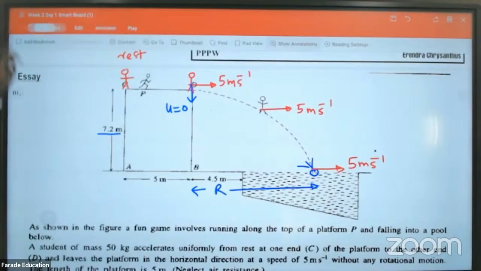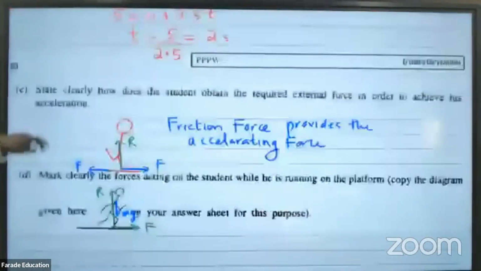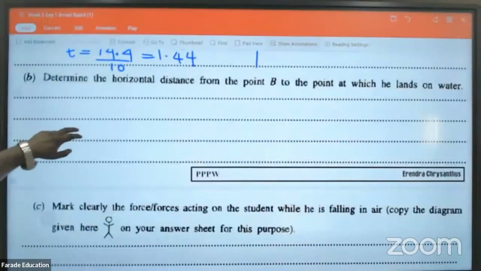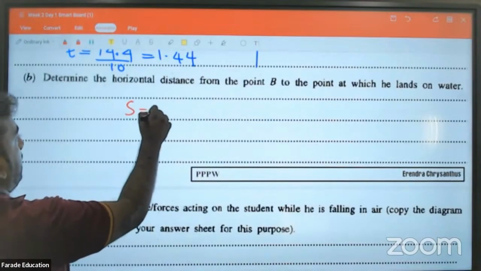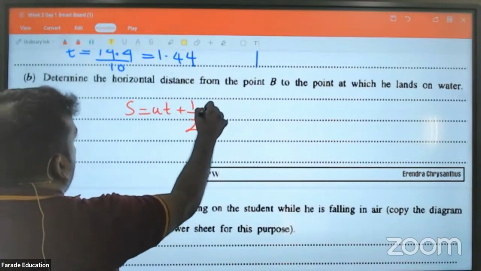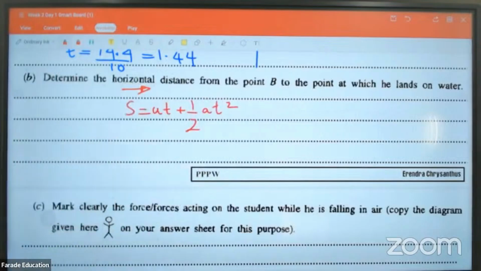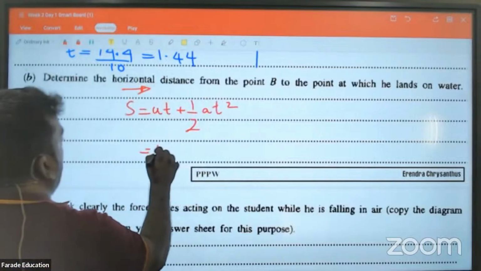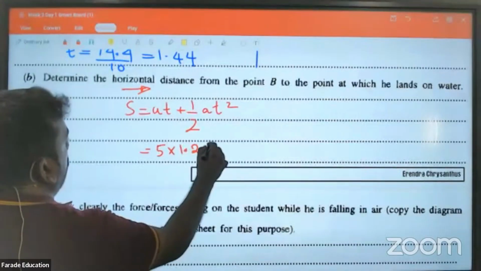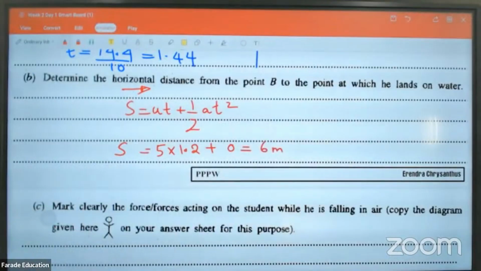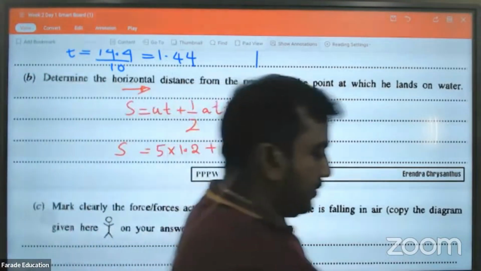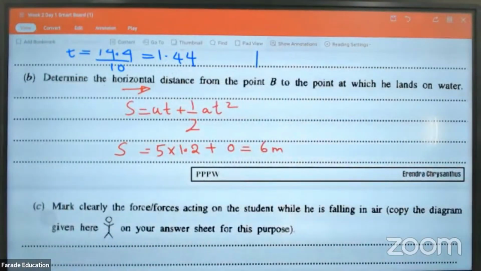Now, if you look at this carefully, apply the equation s = ut + half at squared, forward. Horizontal velocity is going to be 5, time taken 1.2, no horizontal acceleration. Horizontal displacement is going to be 6 meters. So the range is going to be 6 meters. Clear now?